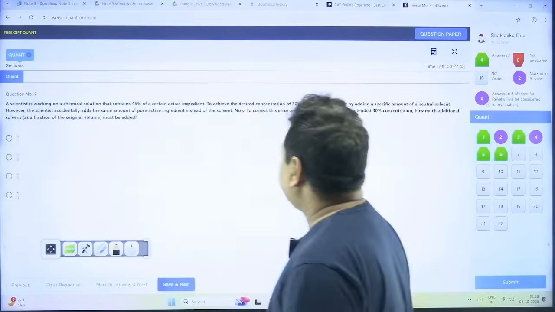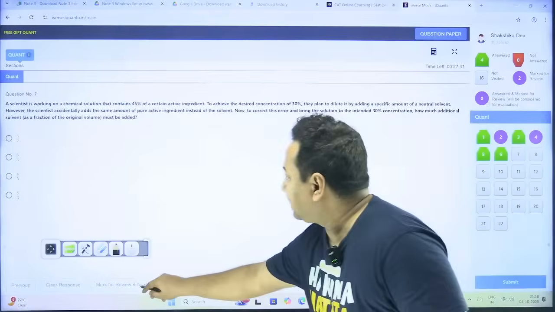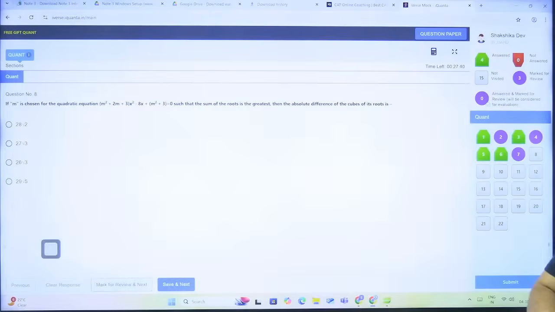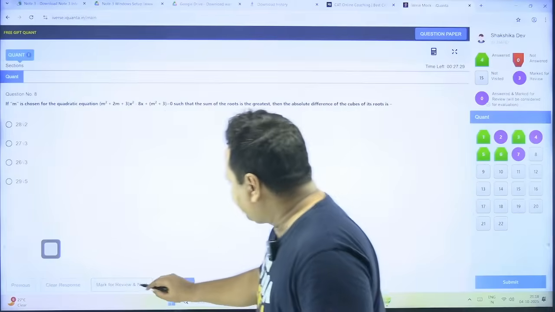Nice. Next one. This one is big, I won't even read it. I'll go to the next one. If m is chosen for the quadratic equation m square plus 2m plus 3 times x square minus 8x m square plus 3. A lot of things are there. This is a nice question. I'll mark for review and come back to it.